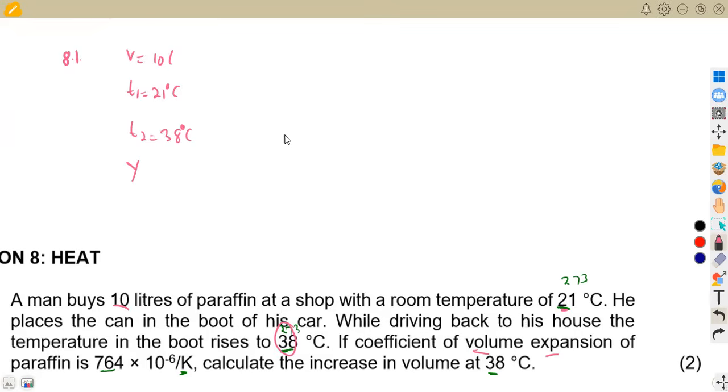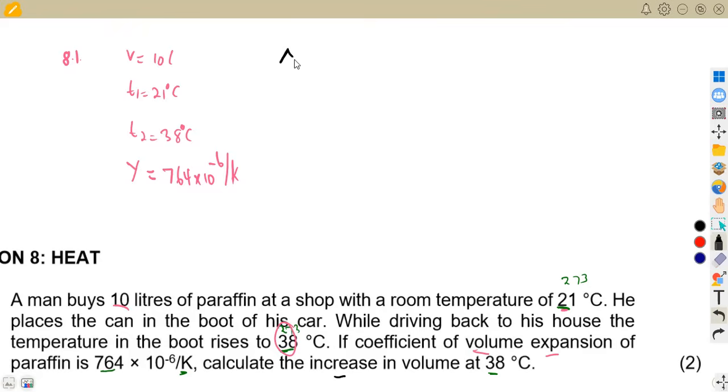So we've got the coefficient of linear expansion, which is alpha. Then for area expansion, which is beta. Then for volume, it's gamma. From beta, we know that beta is simply equal to 2 alpha. Then gamma is simply equal to 3 alpha, where alpha is the linear coefficient of expansion. But here we are given directly the volume expansion, not the linear, as 764 times 10 to the exponent of minus 6 per Kelvin in this case.